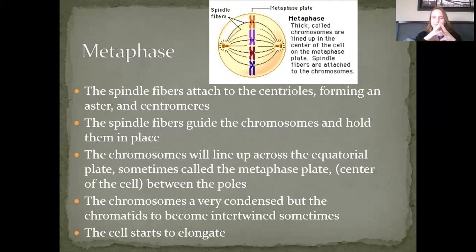And the cell will sometimes start to elongate a little bit at this point. So that's what we can see at the top here is kind of our line of chromosomes. And then on either side, we have our centrioles. These are our spindle fibers.